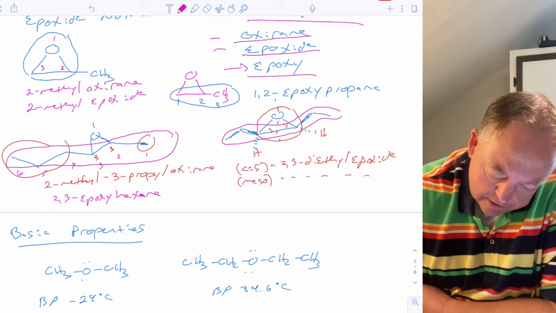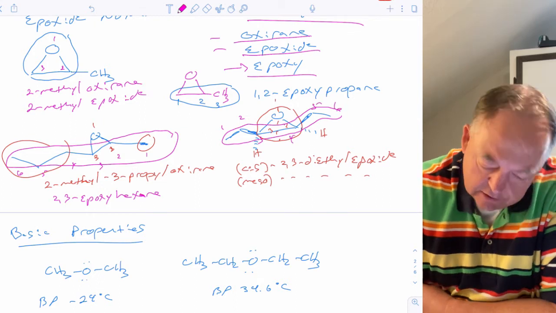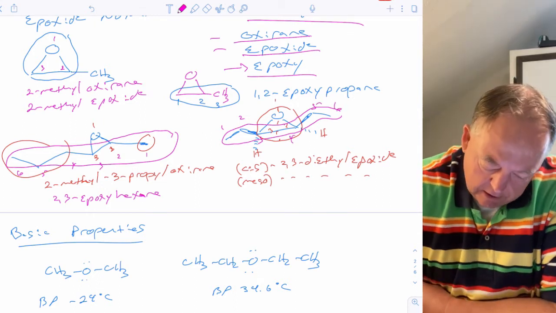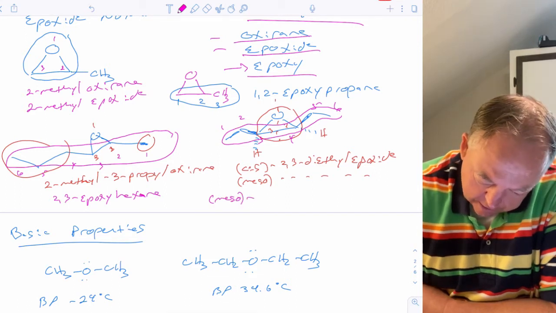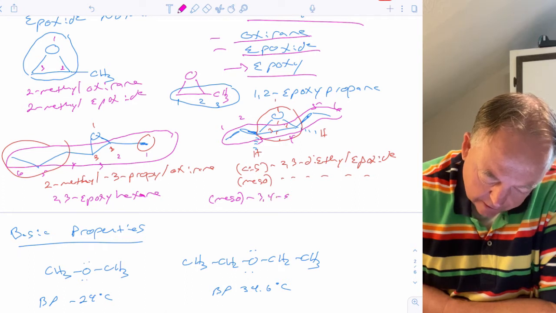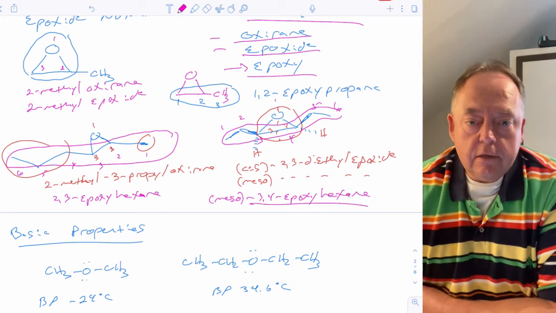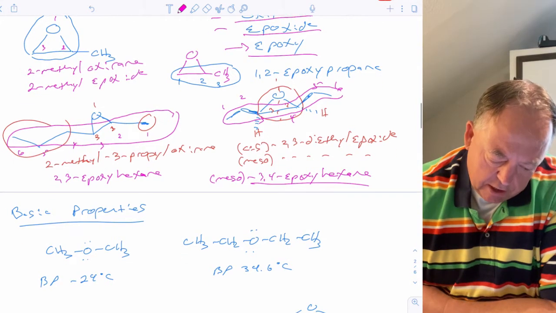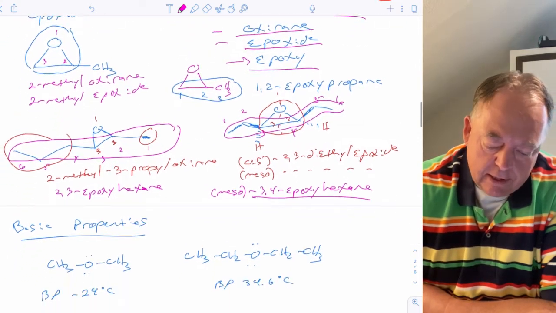Okay, and then the other method would be to consider the carbon chain the parent. So if that's the parent, then 1, 2, 3, 4, 5, 6, so 6 carbon chain again. So meso, and then the epoxy is between carbon 3 and 4, so 3,4-epoxyhexane would be the name of that molecule. So again, you should know all 3 ways to name epoxides, using oxirane, epoxide, or using epoxy.